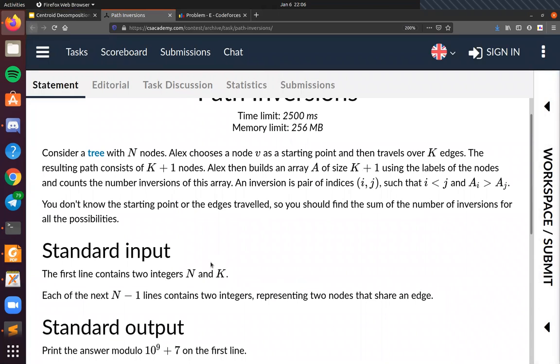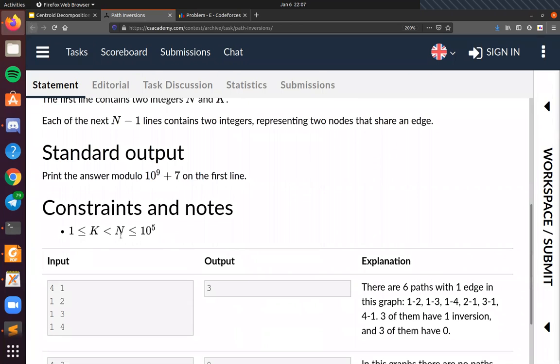So read the problem. Consider a tree with n nodes. Alex chooses a node V as a starting point and then travels over k edges. The resulting path consists of k plus 1 nodes. Alex then builds an array of size k plus 1 using the labels of the nodes and counts the number of inversions of this array. An inversion is a pair i, j such that i is less than j and a_i is greater than a_j. You don't know the starting point or the edges Alex travels, so you should find the sum of the number of inversions for all the possibilities. N, k is 10 to the 5.